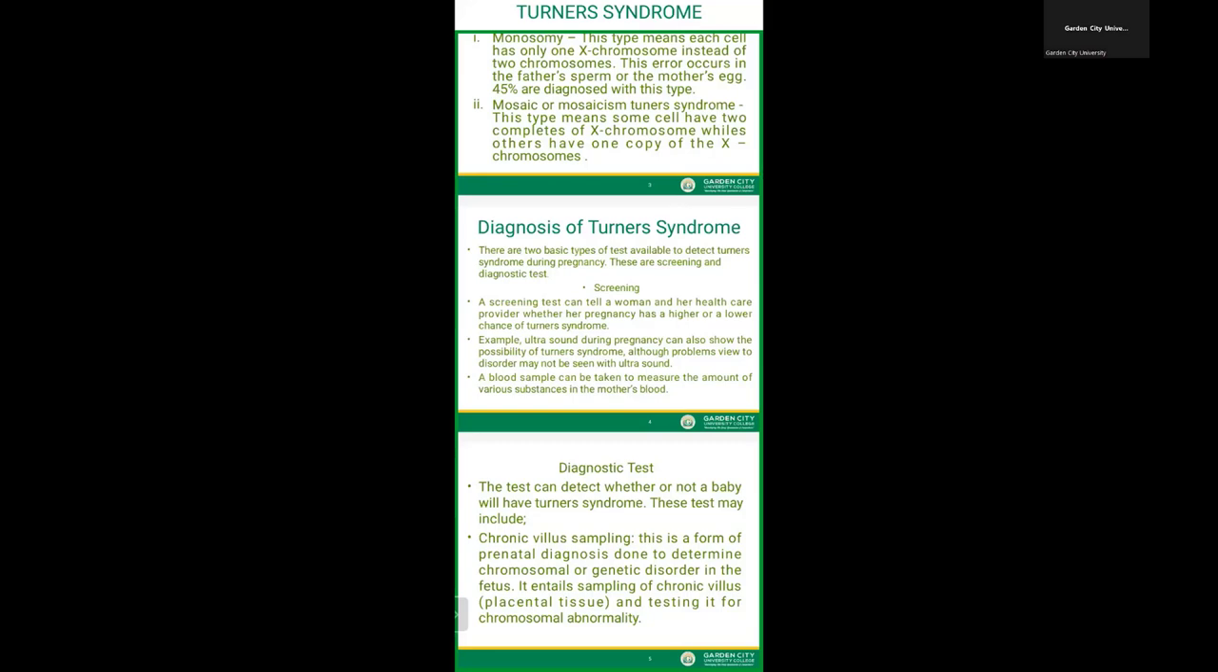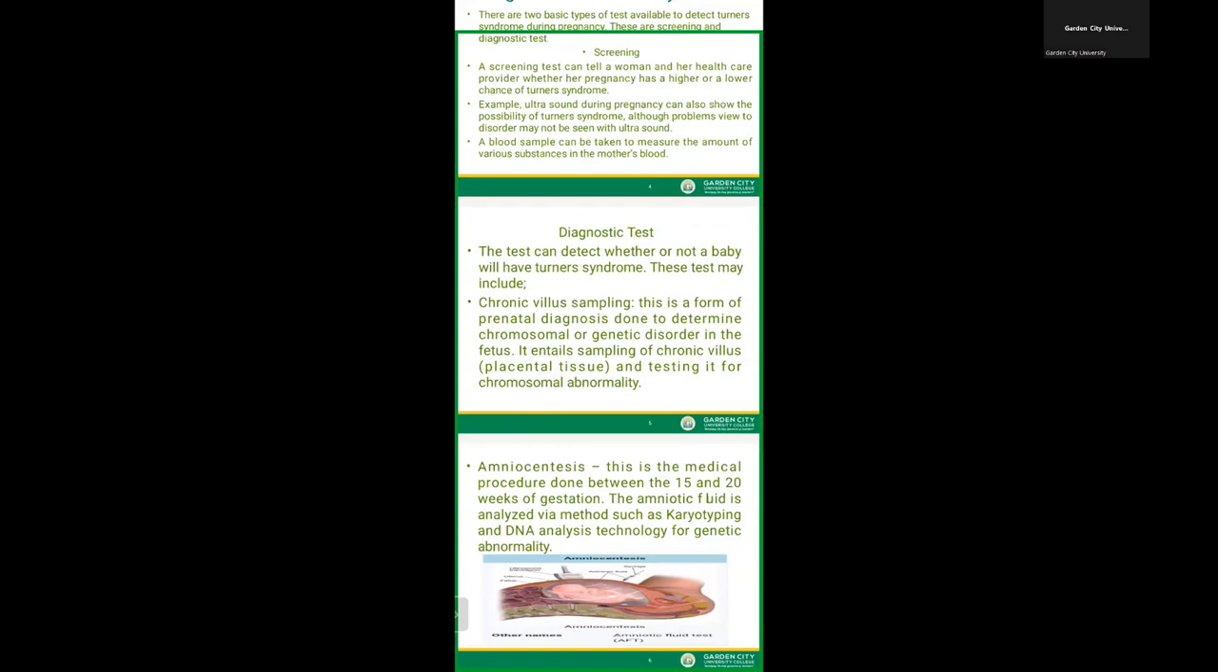Then we have a diagnostic test. This test can detect whether or not a baby will have Turner syndrome. It includes chorionic villus sampling. This is a form of prenatal diagnosis done to determine the chromosomal or genetic disorder in the fetus. It entails sampling of chorionic villus, a particular placental tissue, and testing it for chromosomal abnormality. Then we have amniocentesis. This is the medical procedure done between the 15th and 20th week of gestation. The amniotic fluid is analyzed via a method such as karyotyping and DNA analysis technology for genetic abnormality.